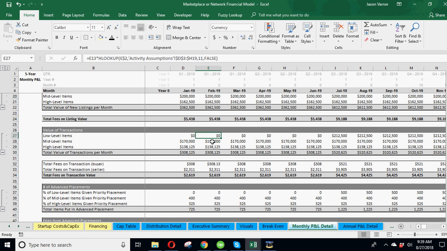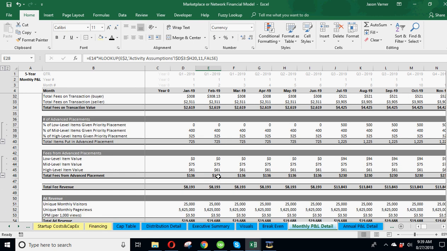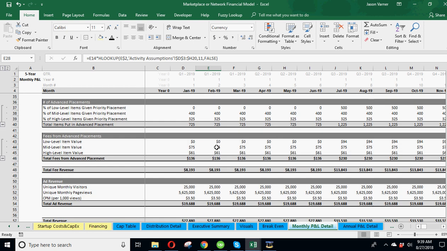Then we get the value of transactions, which is a little bit less since we're not saying everything listed sells. And based on that, you've got fees for buyers and sellers, and then the total fee on transactions. Again, this is revenue for the facilitator. Then we've got advanced placements, which is some small percentage of the total items sold per month. And that results in some amount of money.